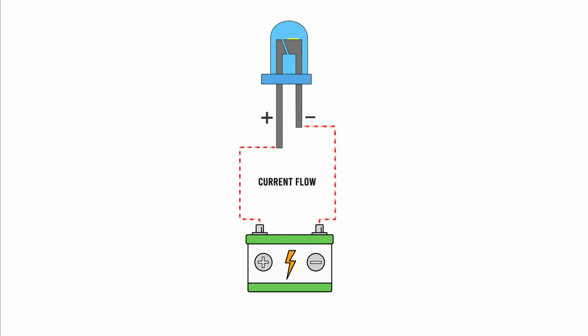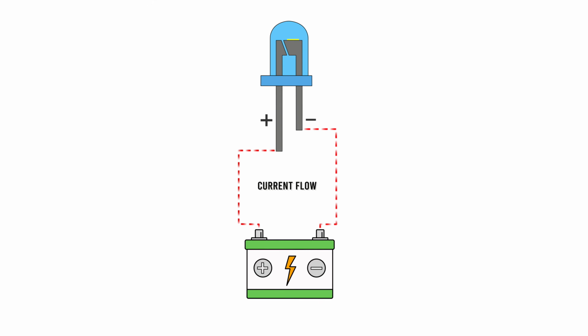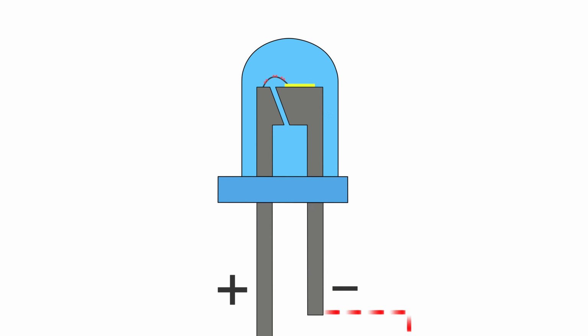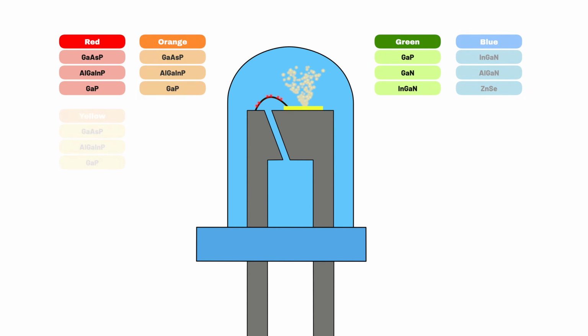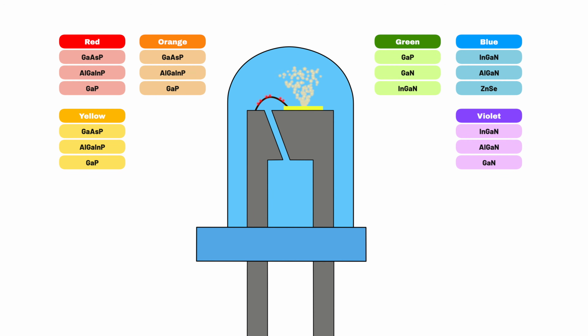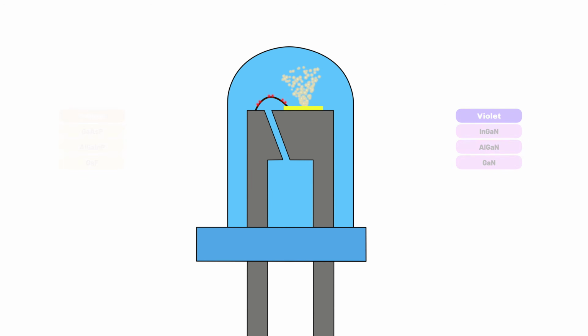Well, the electric current is made up of electrons. And when those electrons pass through the semiconductor, they release energy in form of light. These tiny light particles are called photons. In short, the composition of the semiconductor controls the energy of each photon, and that's what makes the LED shine in different colors. For example, higher energy photons create blue light, while lower energy photons create red light.